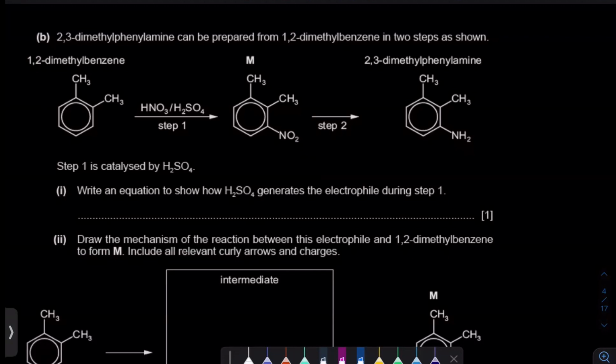ठीक है, write an equation to show how H2SO4 generates the electrophile during step 1. स्टेप 1 में हमें नाइट्रो ग्रुप चाहिए. ठीक है, तो H2SO4 क्या करता है कि नाइट्रिक एसिड को ब्रेक डाउन करता है. It reacts with nitric acid, H2SO4 provides us with the HSO4 minus, nitro group and 1 water molecule.